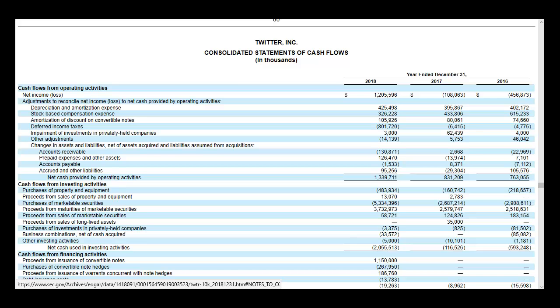Let's take a look at Twitter. We've got Twitter's financial statements here. In their statement of cash flows, you'll see that they have net cash from operating activities of $1.339711 billion. So a little over $1.3 billion.